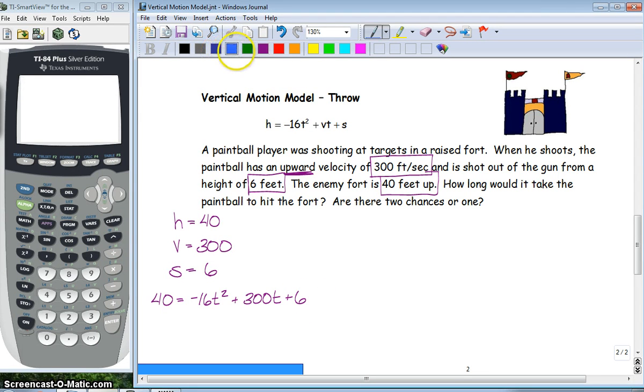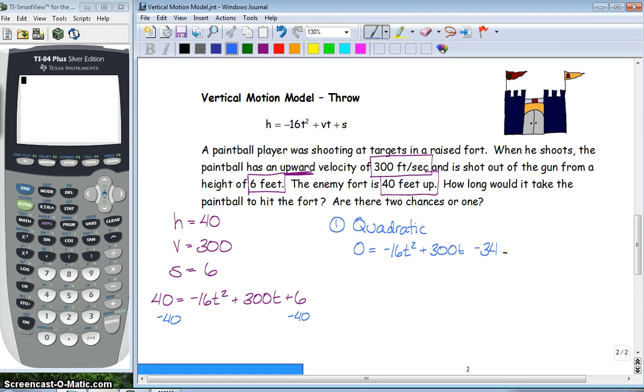Now, there's 2 ways we can solve this. Way number 1 is we can use the quadratic formula, in which case we need to rearrange this equation a little bit. Make sure it's in standard form, everything on one side of the equation. So I'm going to subtract 40 from both sides. That way I get 0 equals negative 16 t squared plus 300t minus 34.